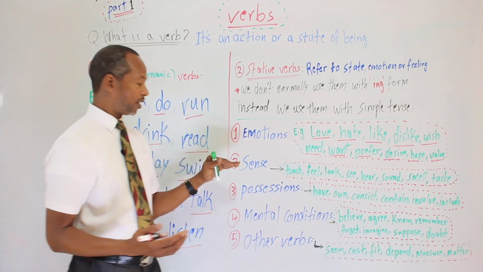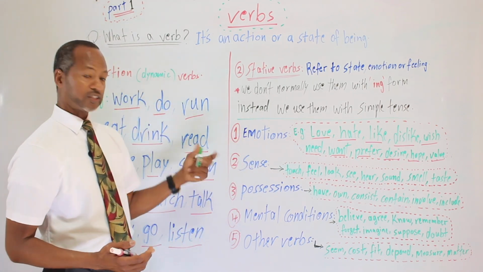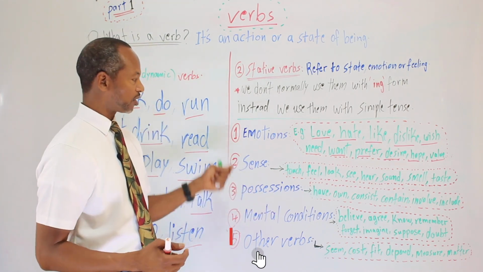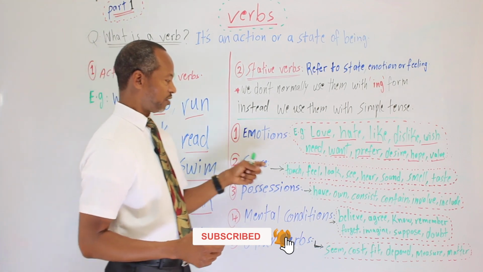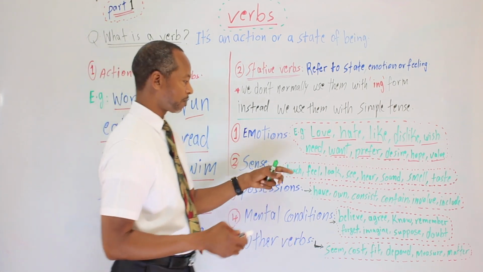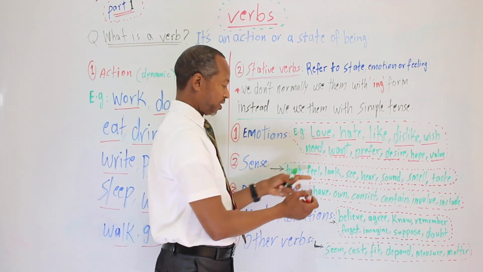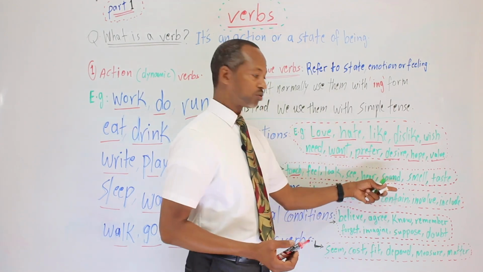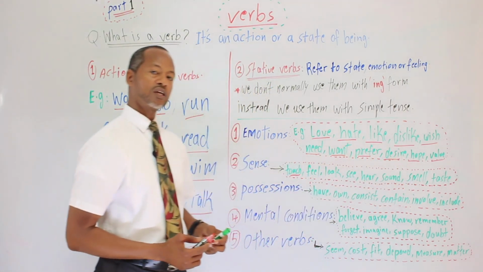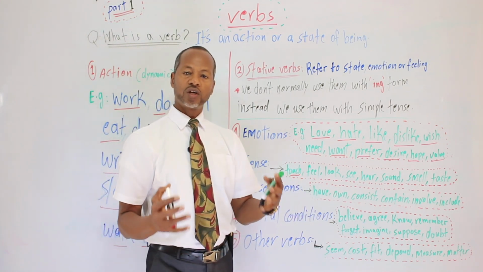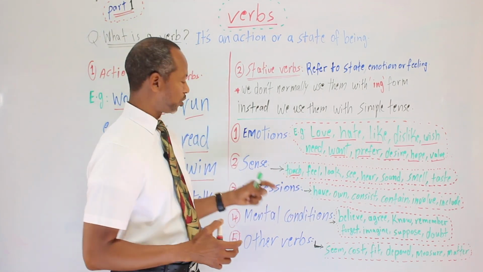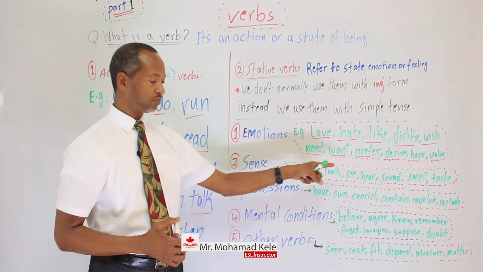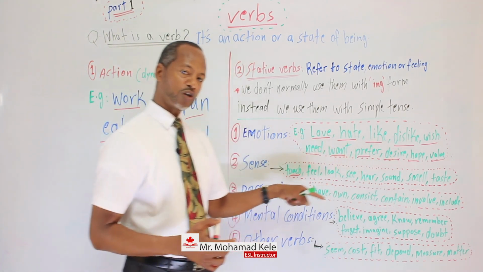Let's go to the second section, sense. All the verbs related to the senses, our common senses, okay? That also are considered stative verbs. For example, touch, feel, okay? Touch, feel, look, see, hear, sound, smell, taste. All these are related to sense. So we call them sense. These are also stative verbs. Anything that comes across these verbs, we call stative verbs.